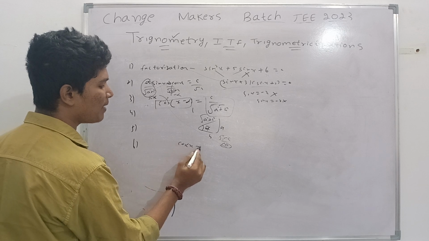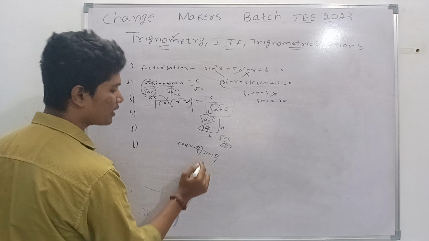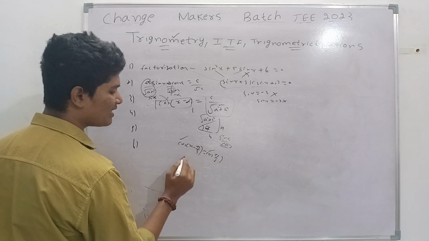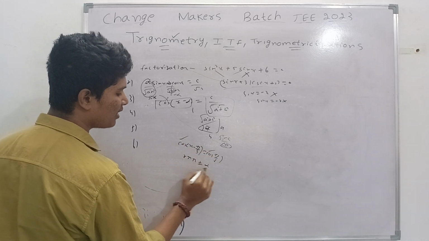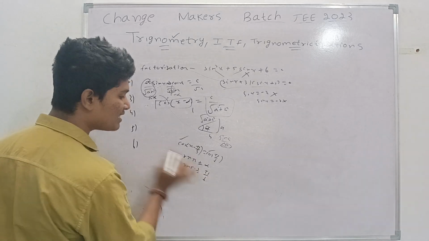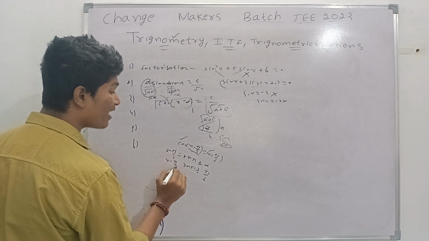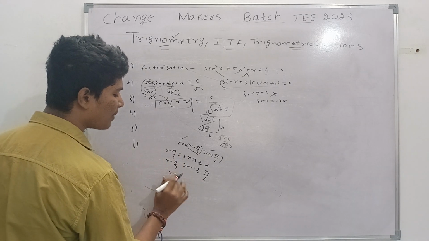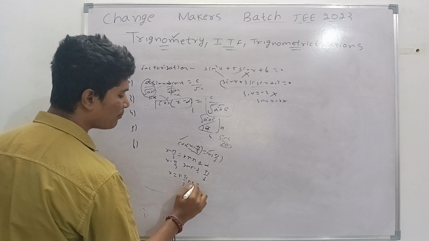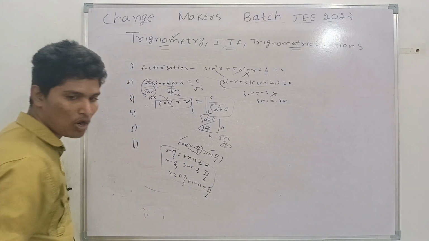Suppose you get cos of x minus pi by 3 equal to cos pi by 6. What is the solution? It is 2n pi plus or minus alpha. What is alpha? Pi by 6. So x minus pi by 3 equals 2n pi plus or minus pi by 6. What is x? x equals pi by 3 plus 2n pi plus or minus pi by 6. This is the answer. Like that you have to do.